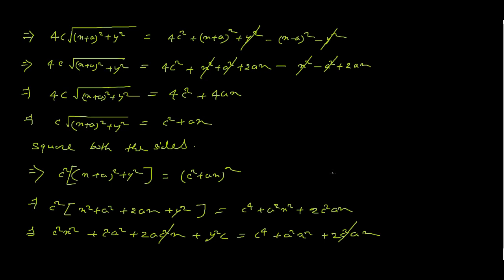So let's move to the next page. Now bring all the x square and y square terms to the left hand side. So this is c square x square, and we have c square y square, and in the right hand side we have a square x square, so bring it here. So minus a square x square is equal to c to the power 4 minus c square a square.